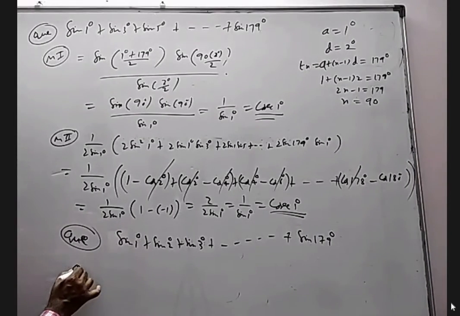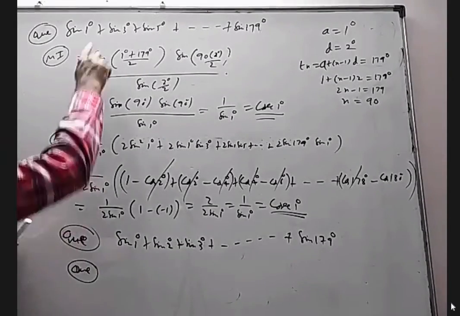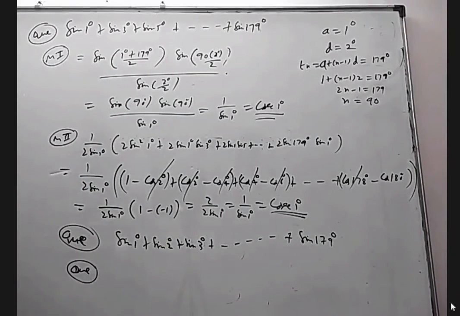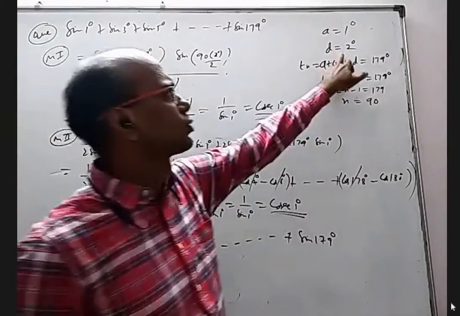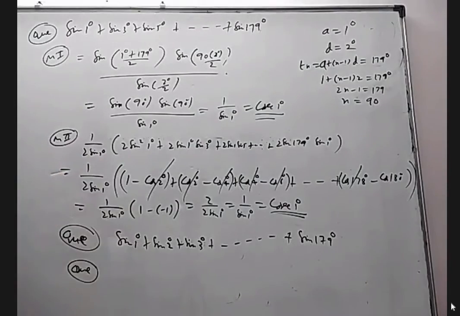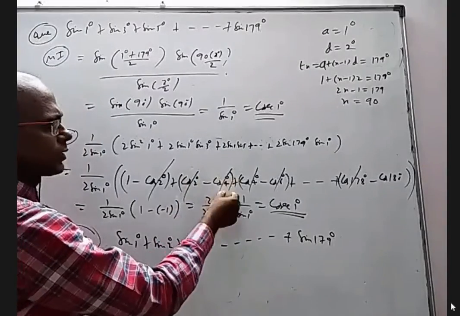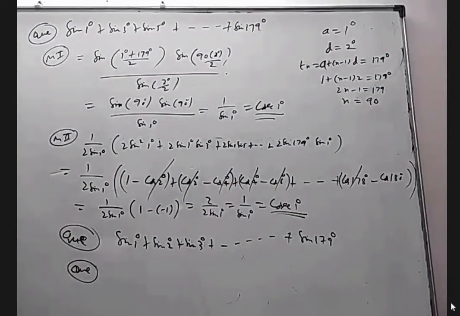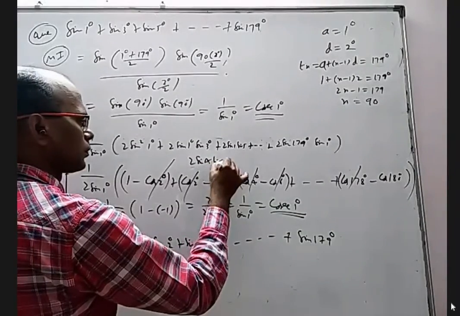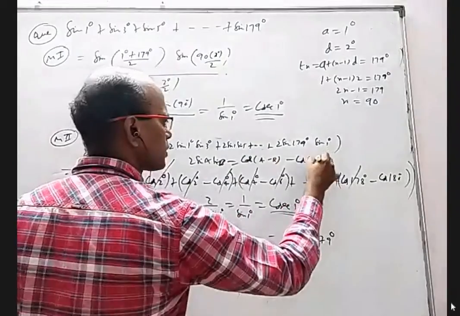Sir, once again, can you explain method 2, sir? This method 2 is how we derive the formula. What is the common difference of this arithmetic progression? 2 degrees. So I have to multiply with 2 sin d by 2. D is 2 degrees, so d by 2 is 1 degree. So multiply 2 sin 1 degree everywhere and divide with 2 sin 1. Then everywhere the 2 sin A sin B formula is cos A minus B minus cos A plus B.